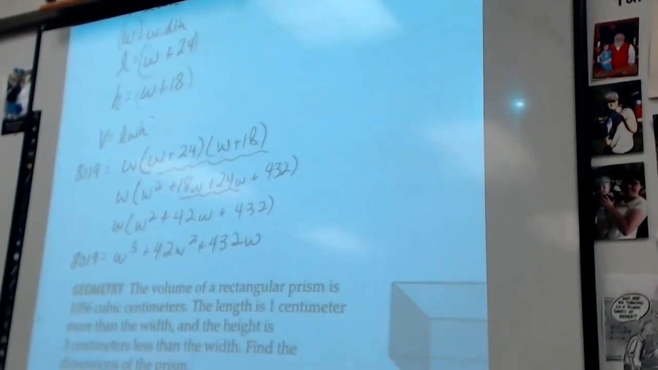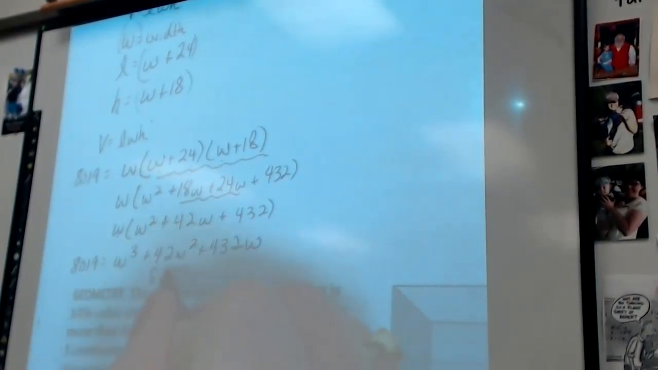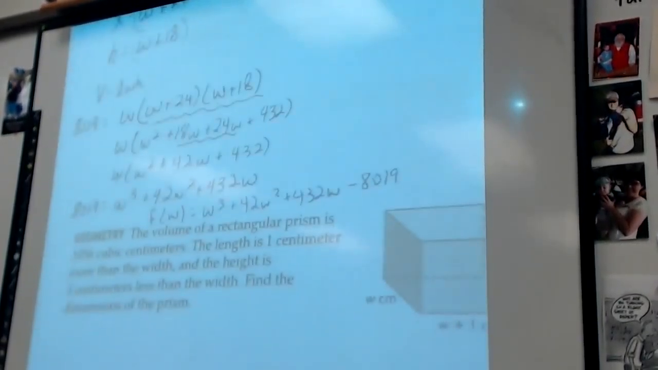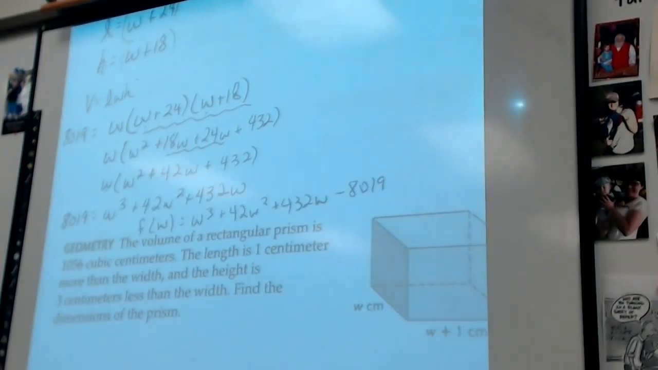Now, to get my function f of W, I really want to set it equal to 0. So I want to subtract 8,019 from both sides. So my function ends up being W cubed plus 42W squared plus 432W minus 8,019, because I subtracted it from both sides. So this is my function I'm working with. And so I'm trying to find the width. I'm trying to find W. Once I have W, then I just add 24 to it to get the length and add 18 to it to get the width. I mean the height.